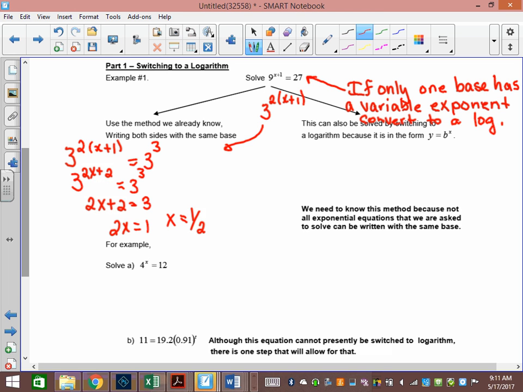So let's convert it to a log. The base of my exponent becomes the base of my log. So log base 9. What's over here gets set beside it, and it always equals the exponent. That's the reason why we change it to a log: we have an exponent that we can't solve for because it's locked up here. But if we can bring it down, then we can solve for it. We can bring it down by converting it to a log, so we get x plus 1.